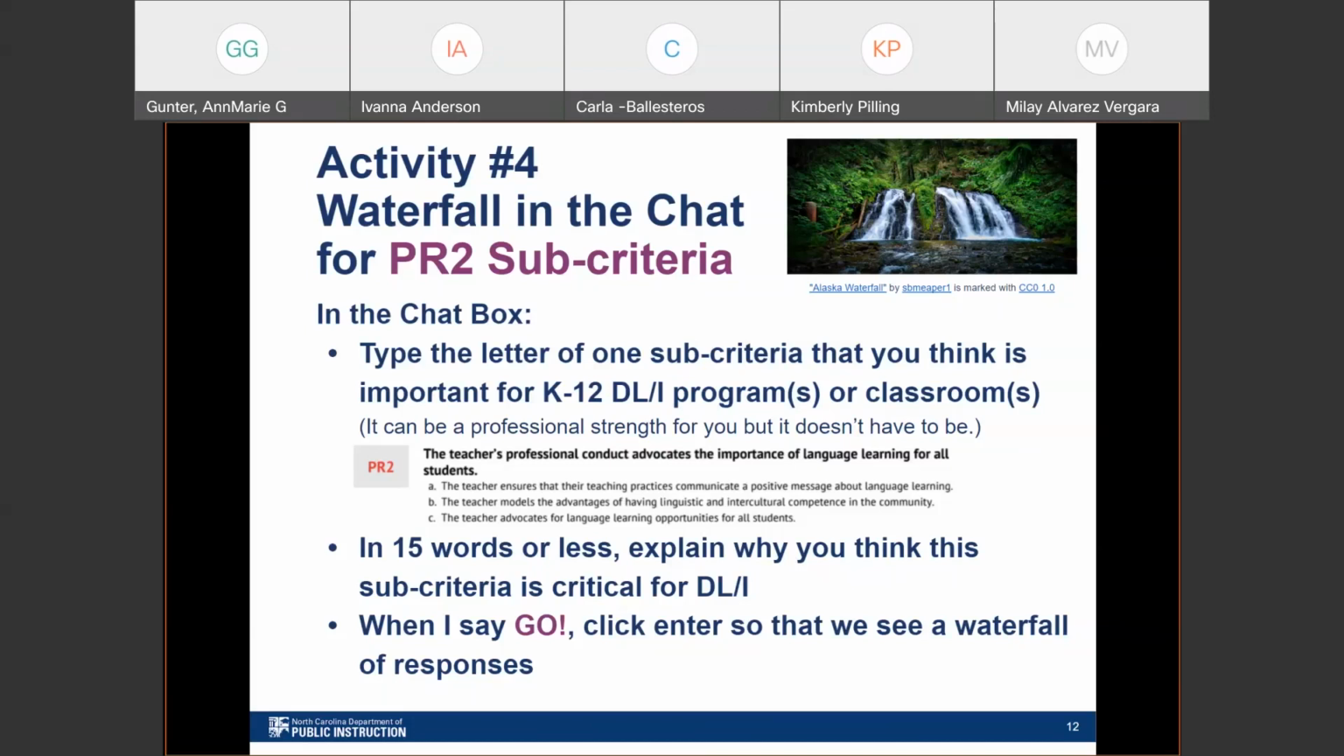Let's find an A. Lacking a positive message, students and parents will not be as willing to put in the work of learning the language, and the program will fail. So that positive message and that positive energy is very important. Another B, for the first time, the teacher models the advantages of having linguistic and intercultural competencies in the community. So this is critical because it allows for more language exchange and business opportunities. So I'm hearing a lot of real life being included in each of these, not just thinking about the classroom.